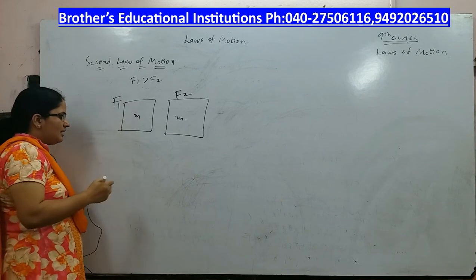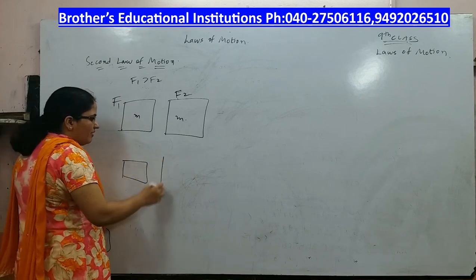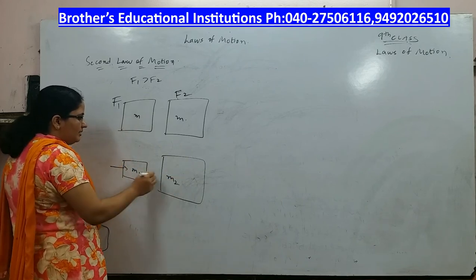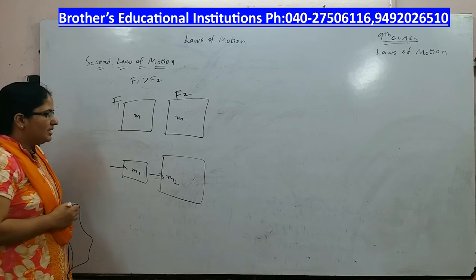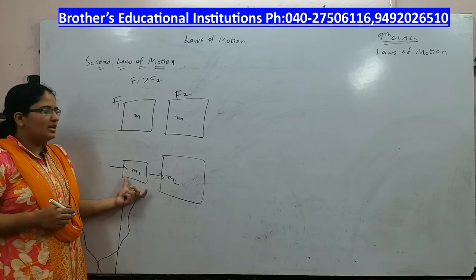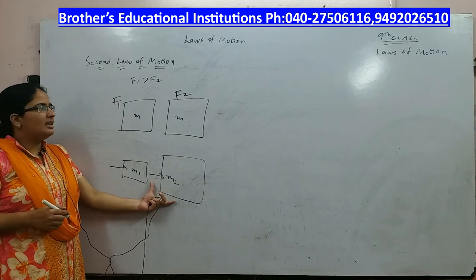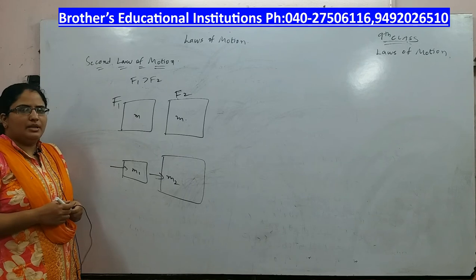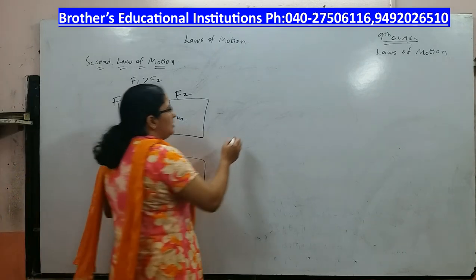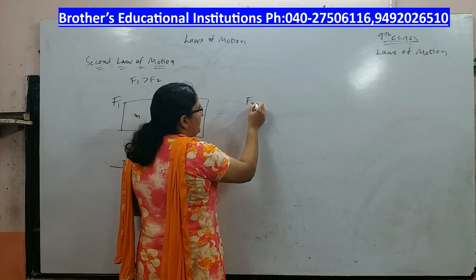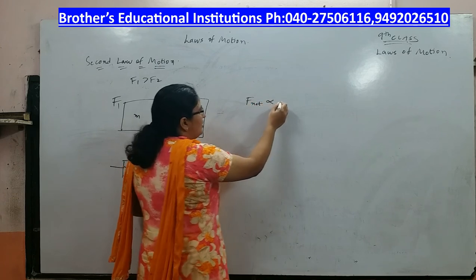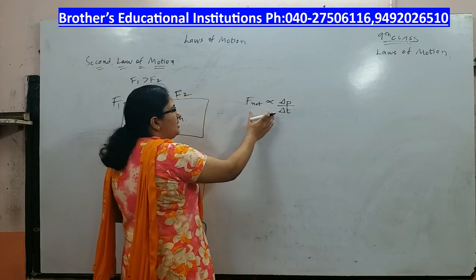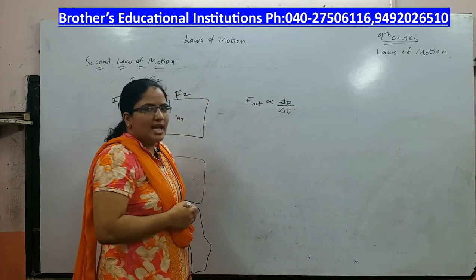In the next case, take two ice blocks of different masses and apply the same force. If you apply the same force, the one with smaller mass accelerates more, and the one with greater mass accelerates less. This is again linked to momentum, right? So from these two activities you can say that the change in momentum is directly proportional to the net force acting on it.